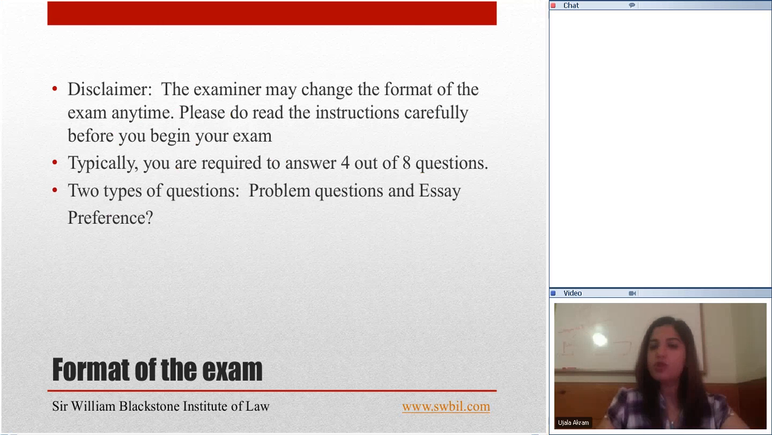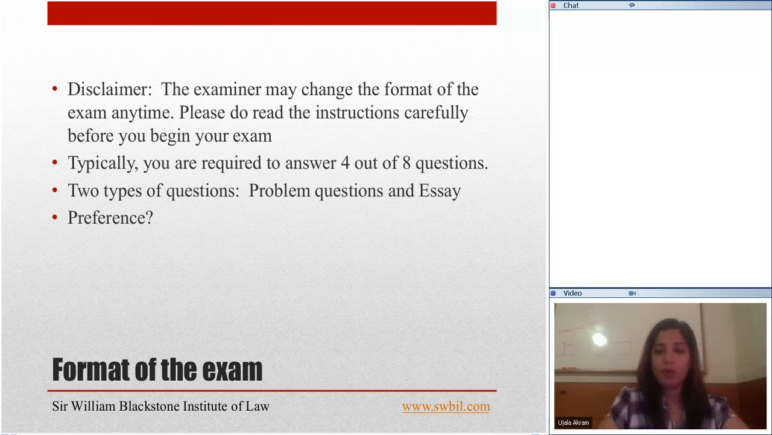So it is up to the student to decide what kind of question they prefer answering, and you have to find your own preference of your exam questions. A lot of our students find problem questions easier to answer because in the essay questions you have to write very analytically, and in the problem question, of course, you have to write analytically, but not as much as you are required to do in an essay exam.